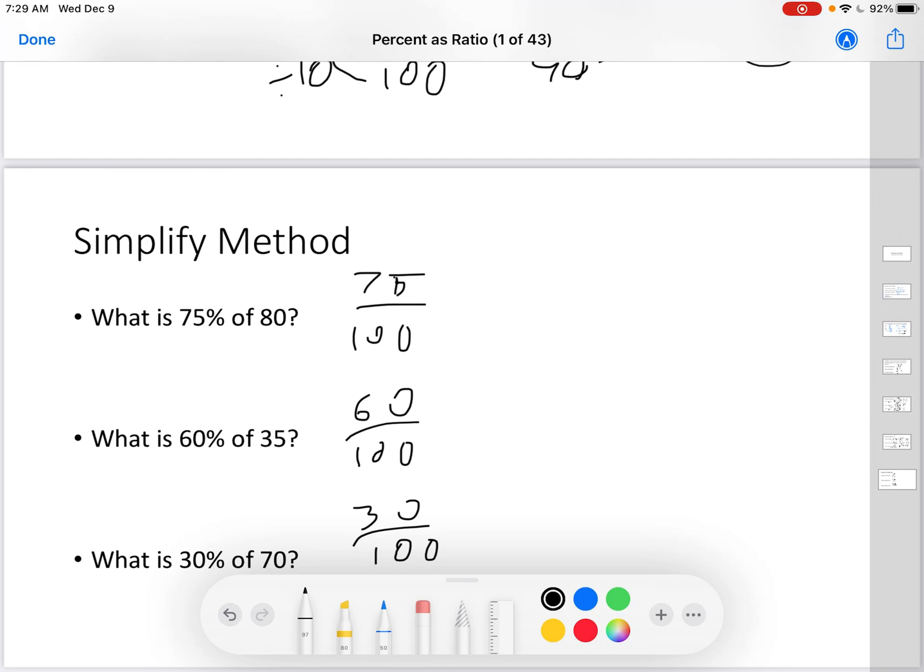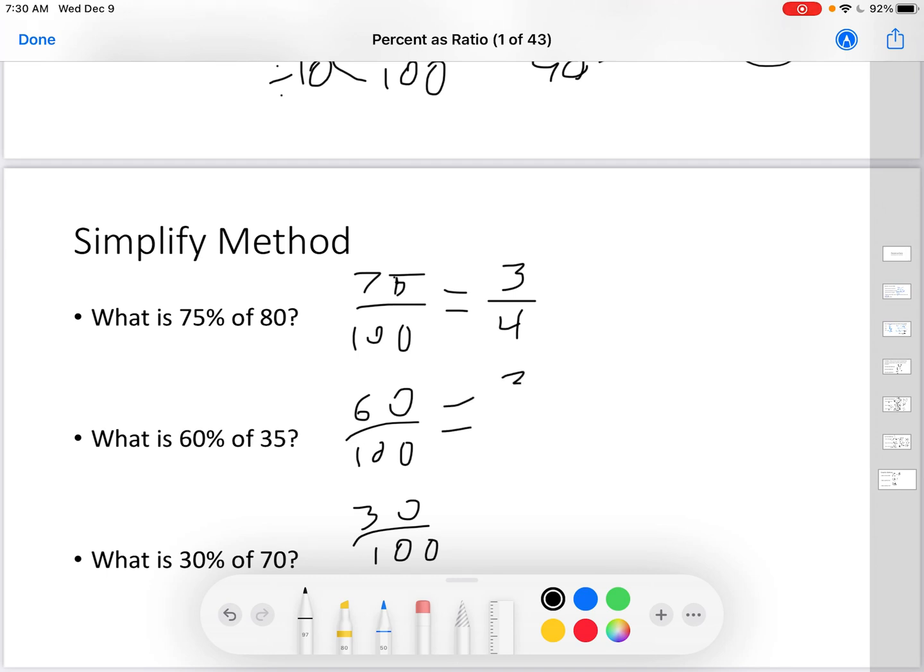Now I'm going to simplify because I'm using the simplify method. Divide these both by 25. 75 divided by 25 is 3. 100 divided by 25 is 4. 75% is 3/4. 60 over 100.